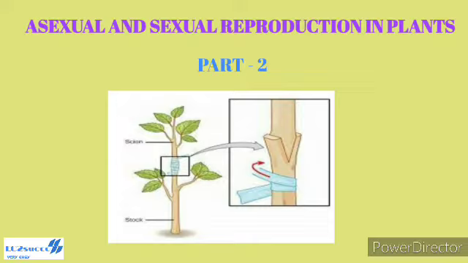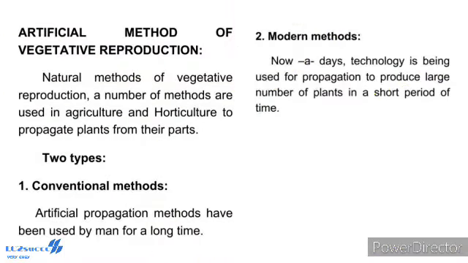So, today's session is on the topic of artificial methods of vegetative reproduction. After natural methods of vegetative reproduction, a number of methods are used in agriculture and horticulture to propagate plants from their parts. There are two types of methods: number one, conventional methods; number two, modern methods. Conventional methods means artificial propagation methods that have been used by man for a long time.